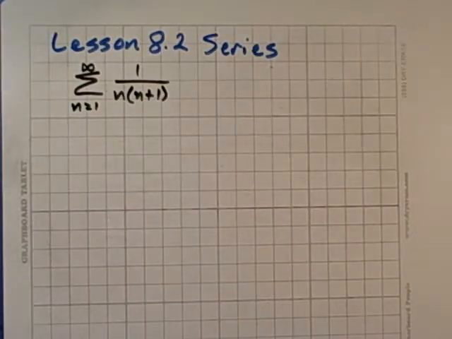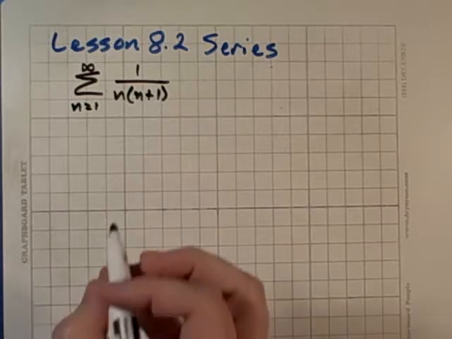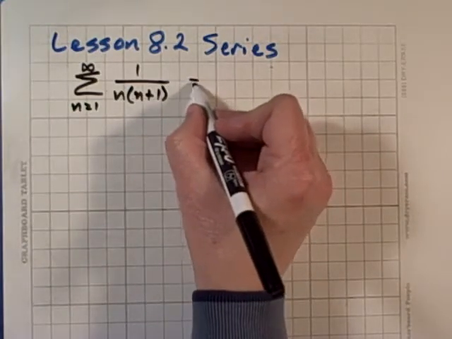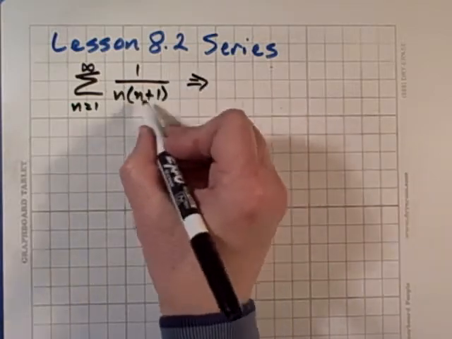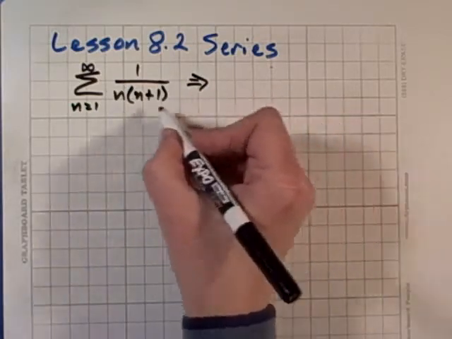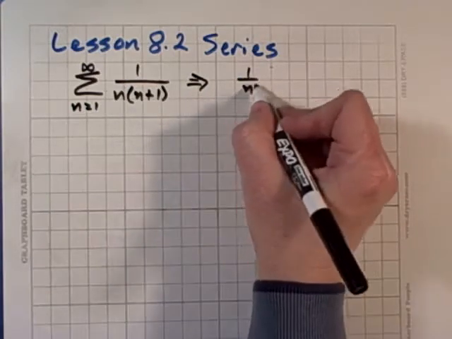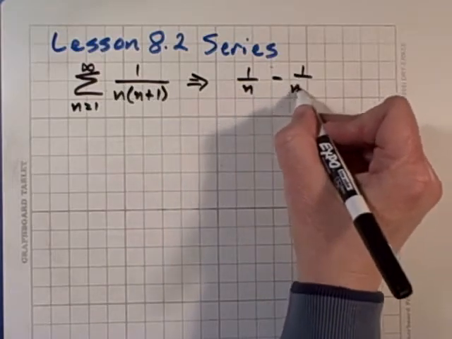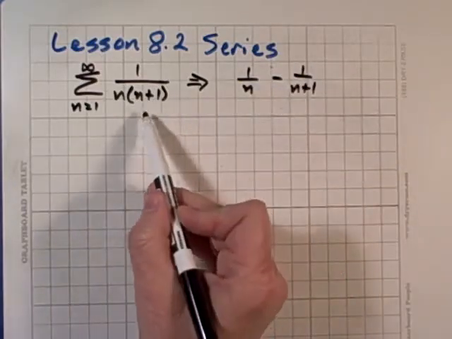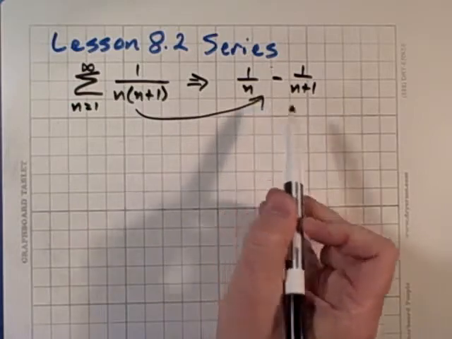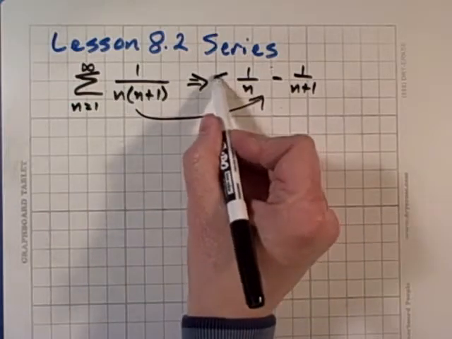The very beginning of this is to recognize that that factored portion can be torn apart, and that pattern becomes 1 over n minus 1 over n plus 1. So that formula is then in a factored form.